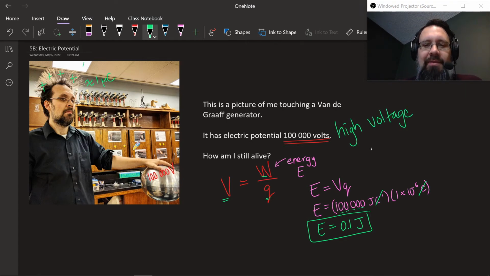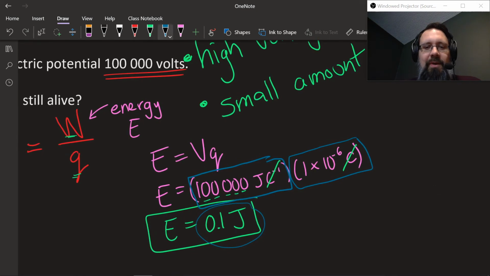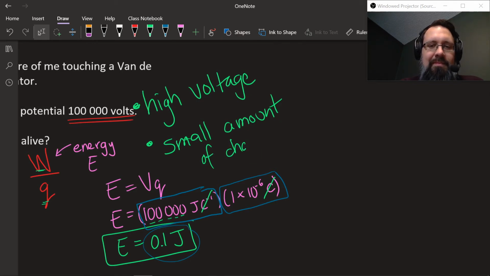a small, what? Energy transfer? Yeah, but why? Why did this number come out to be so low down here? We had a huge voltage. So what? I had 100,000 times a micro. Why did it end up being so small? Because a micro is small. Oh, it was a very small amount of charge. So this thing wasn't moving a lot of charge.